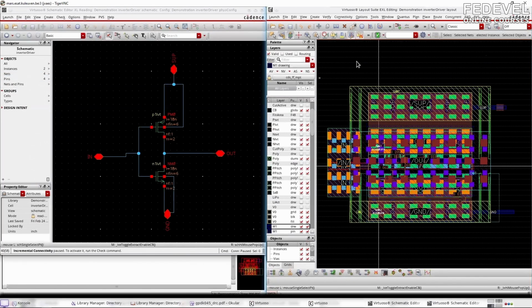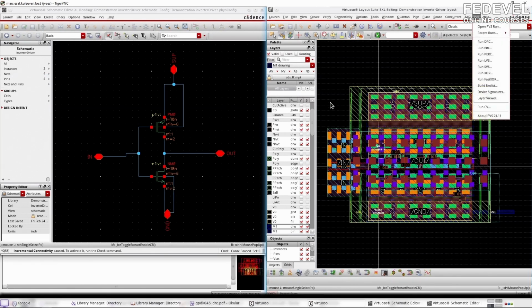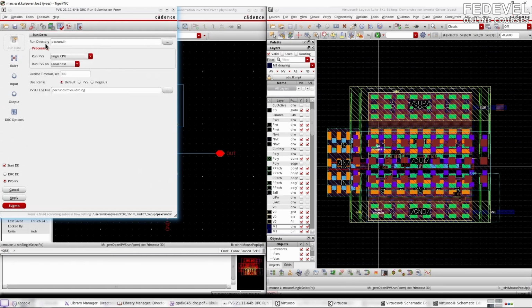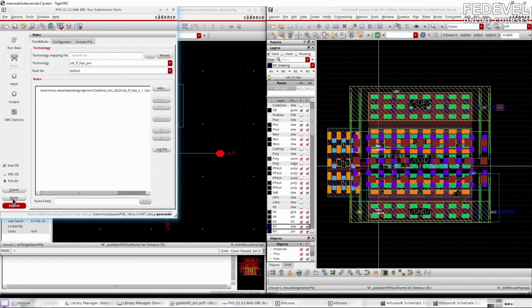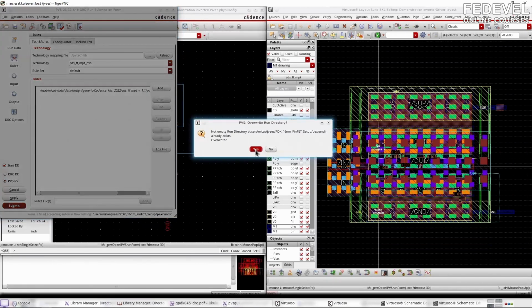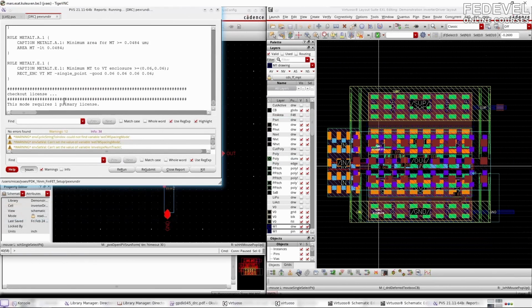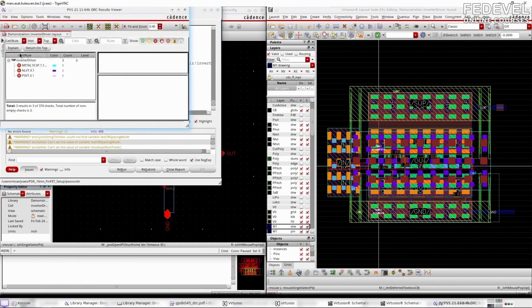Indeed. So I have this cell, a different cell again, and I can then go here and say, okay, let's run a DRC. It now knows, I have to say, oh, okay, this is my technology, and this is the cell here. So I say this is where you have to run, how you have to run, and so on. And then submit this. And it will now run. It will then give me a list here.